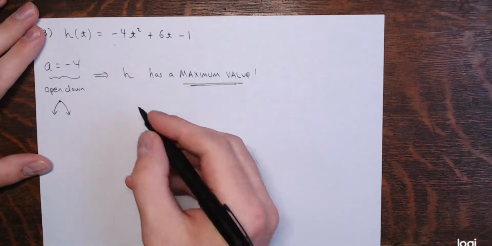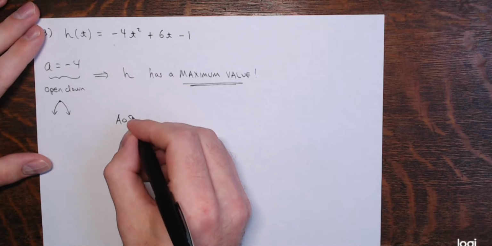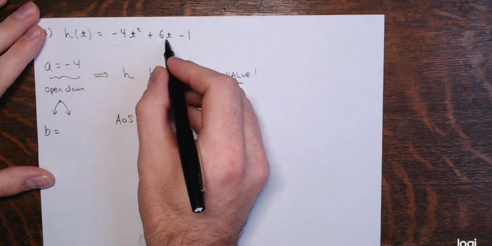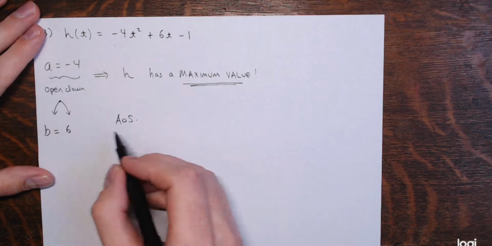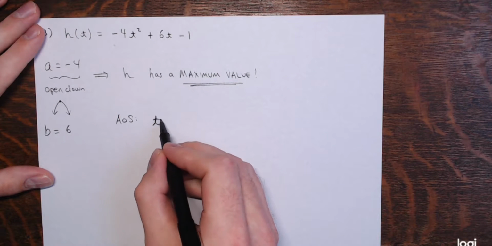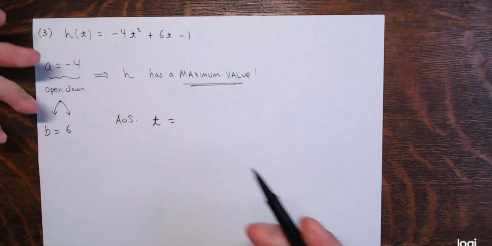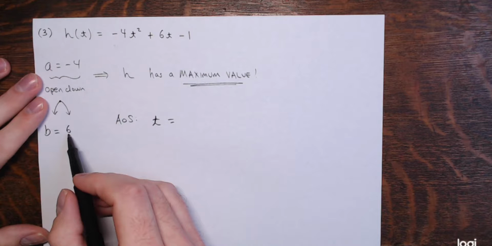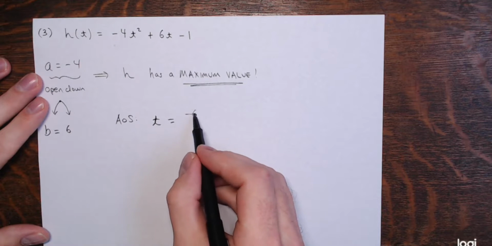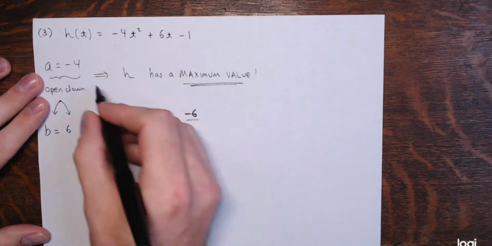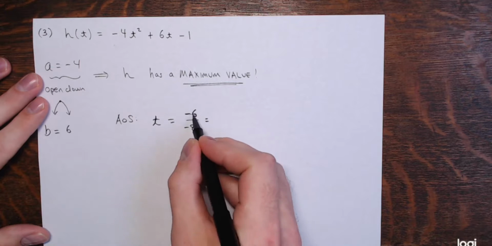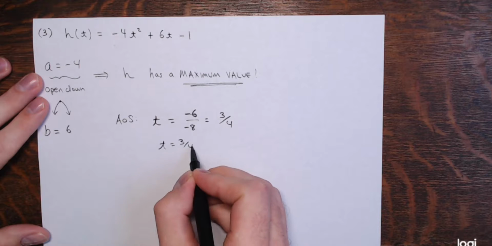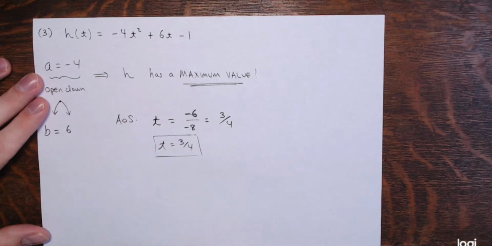All right, so the axis of symmetry. Same deal. I got a is negative 4, b, the linear coefficient in this general form, is positive 6. And that'll be t equals instead of x equals. Again, if you want to change them to x, you can. Negative b, which would be negative 6, over 2 times a, which would be negative 8. So positive 3/4 when you reduce it, right? So t equals 3/4 is the axis of symmetry.